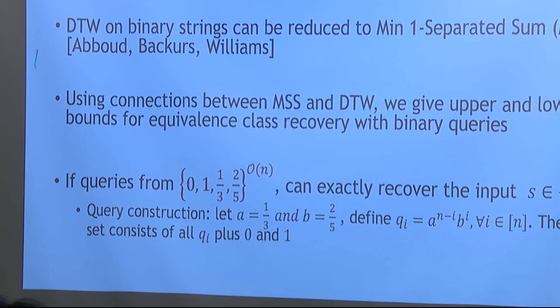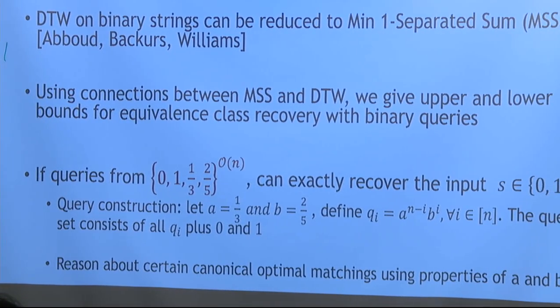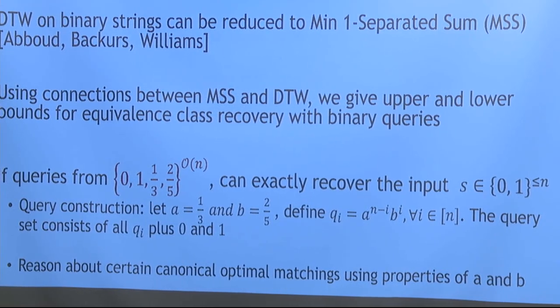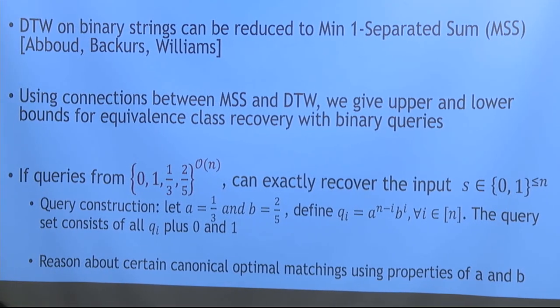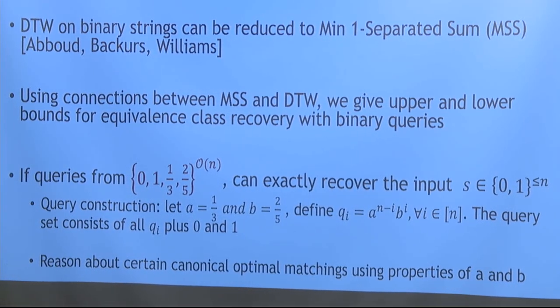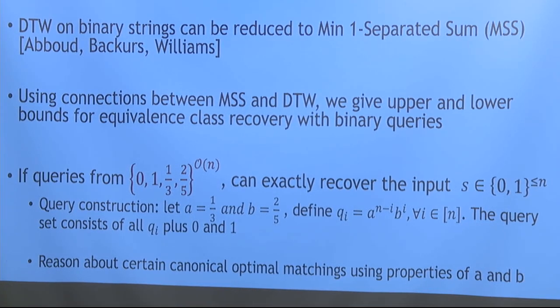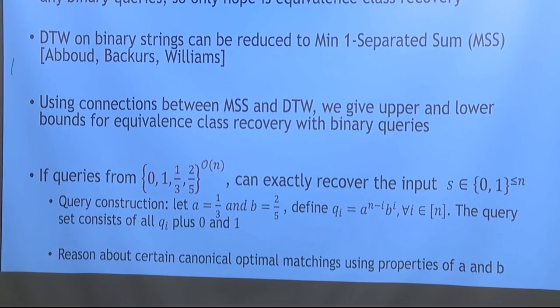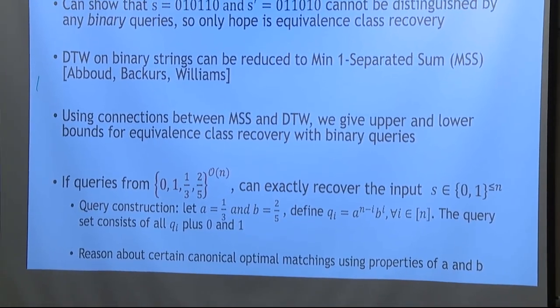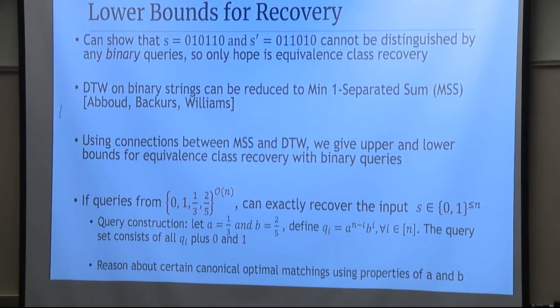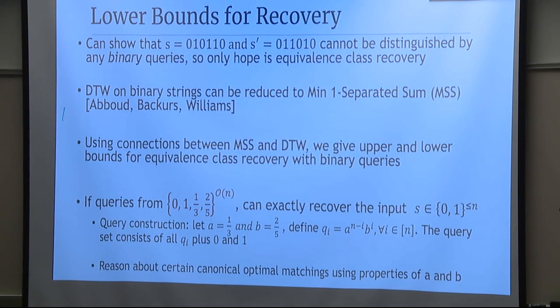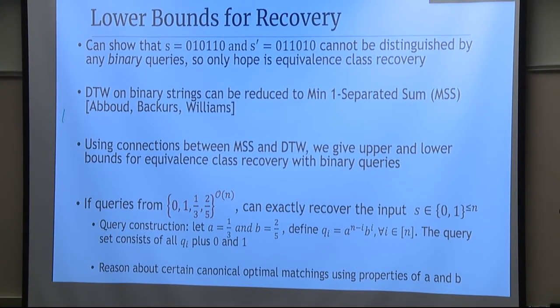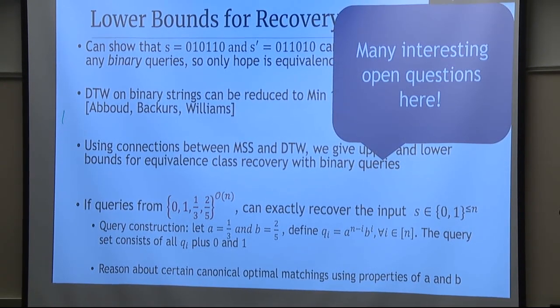I don't have time to say why this works, but some intuition is, in DTW you have a lot of different possible matchings, and by using some constraints on the alphabet symbols, you're able to reduce the class of matchings that you have to look at and characterize canonical optimal matchings. I won't say more about that, but I want to stress that there are a ton of open questions here.